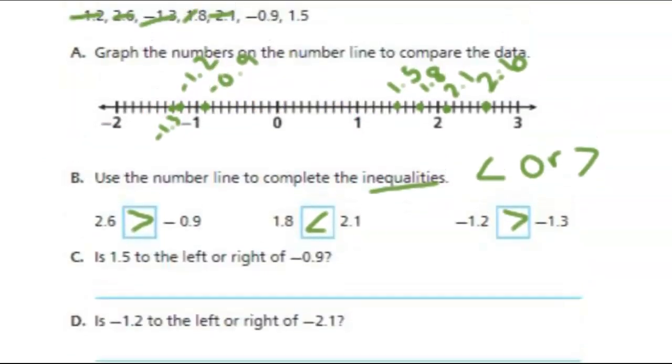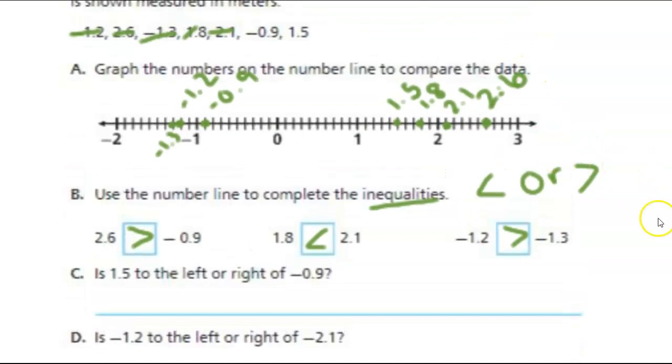Is negative 1.5 to the left or right of negative 0.5? So 1.5 is positive, so it's going to be right. Because if we look over here, 1.5 is right here. Negative 0.9 is right here. 1.5 is to the right.